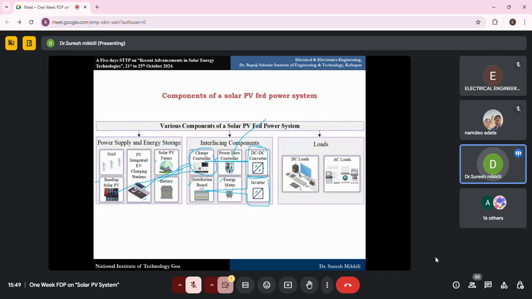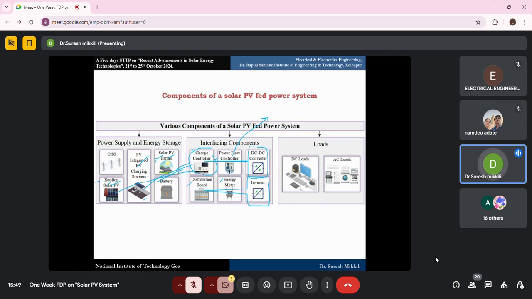The power flow controller is for extra high voltages, and it is connected after the inverter. For the charge controller, we have supplies: one is through solar farms, the second through rooftops, and the third is PV integrated EV charging stations. One is utility related, where very large amounts of power are generated.